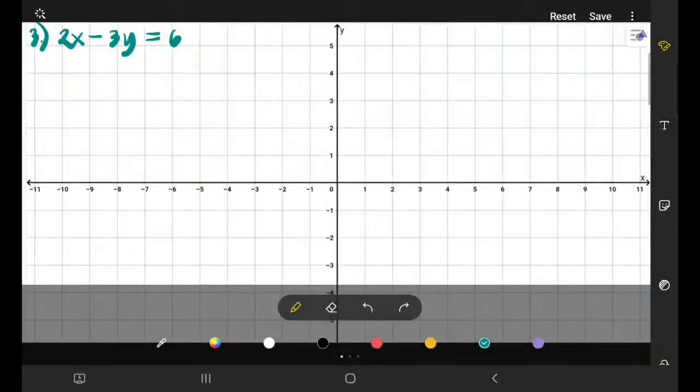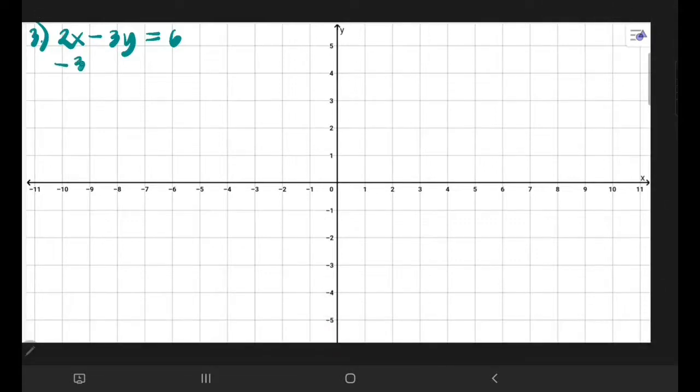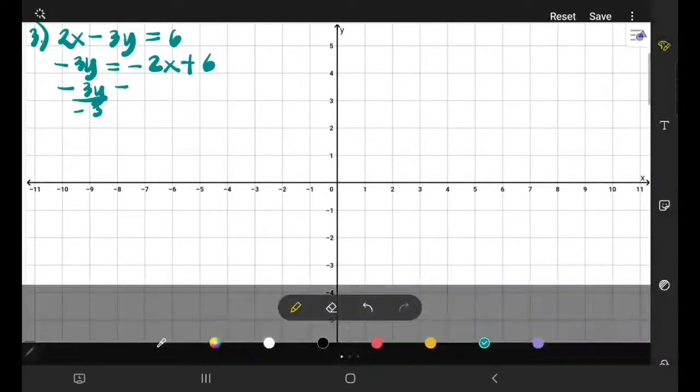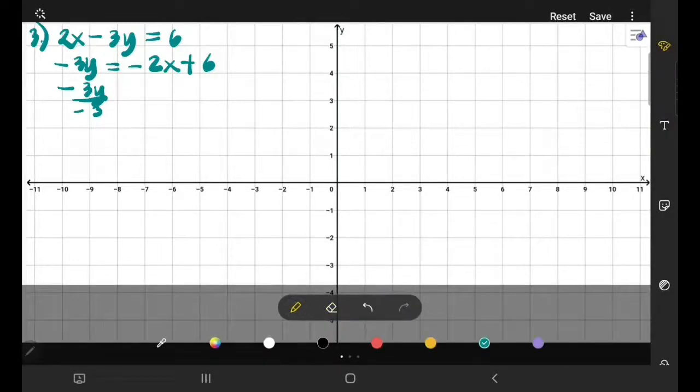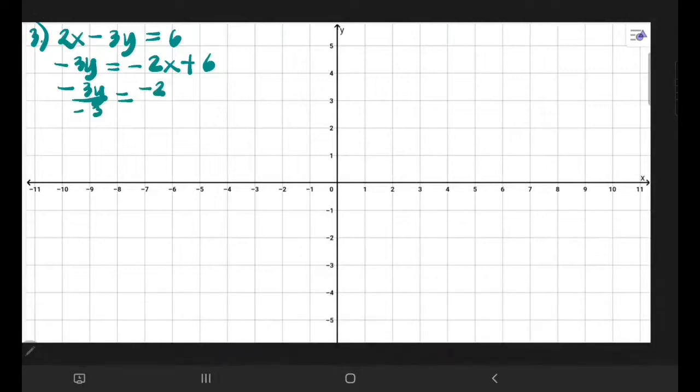Next example, still we're going to use slope and y-intercept. So the same thing, you need to express it in slope-intercept form. So you have negative 3y; transpose 2x, it becomes negative 2x plus 6. So negative 3y equals, and you need to divide each by negative 3. So negative 2x divided by negative 3 plus 6 divided by negative 3.